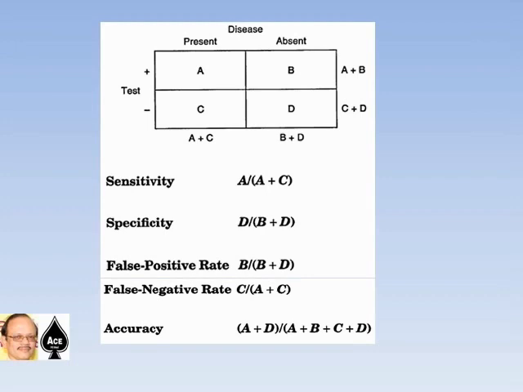Now what is this accuracy? We already told that the true result is compared with the total result. So A plus D, A is the test is positive and the disease is present. D means the test is negative and the disease is absent. So that is the sum, that is the numerator. And the total number of people in whom we did the test is A plus B plus C plus D. So that is the denominator.